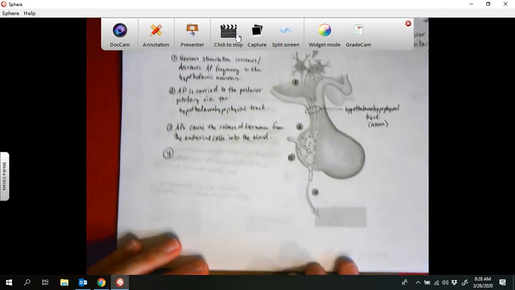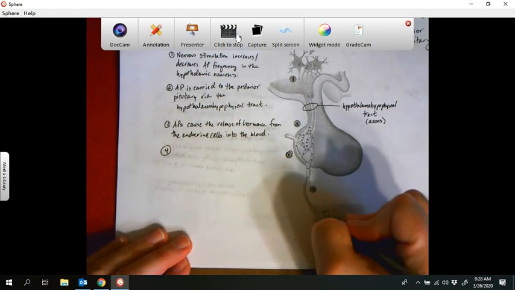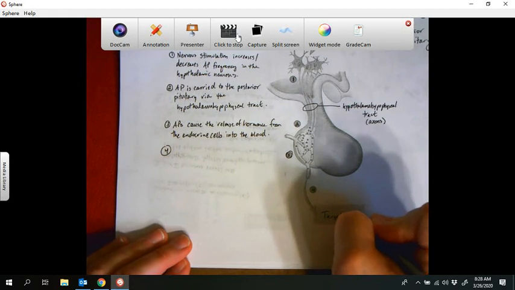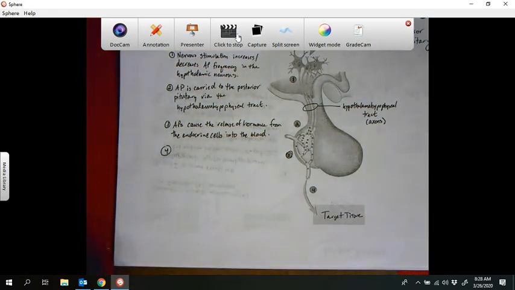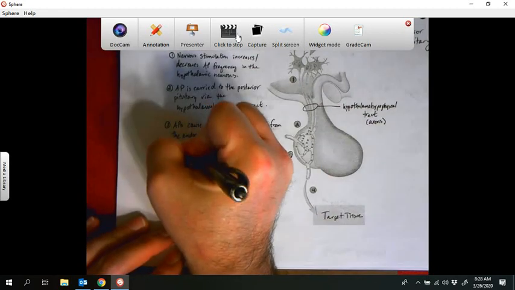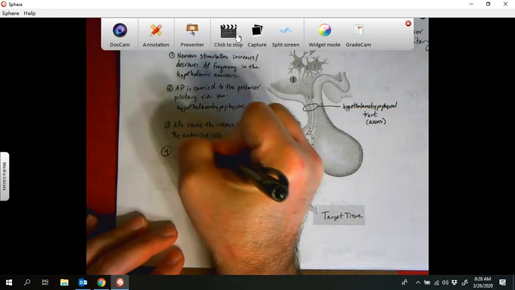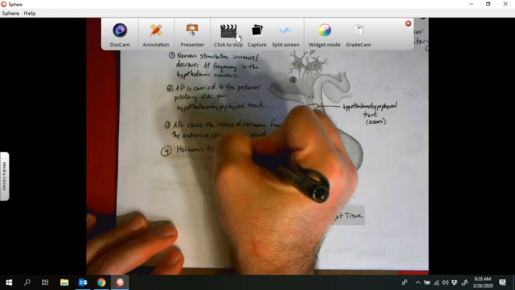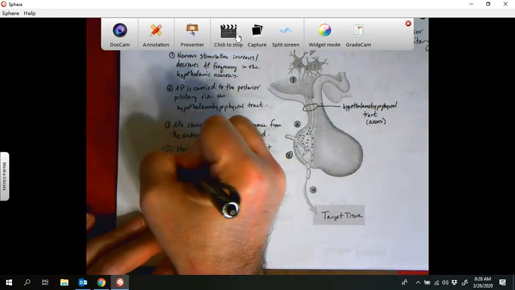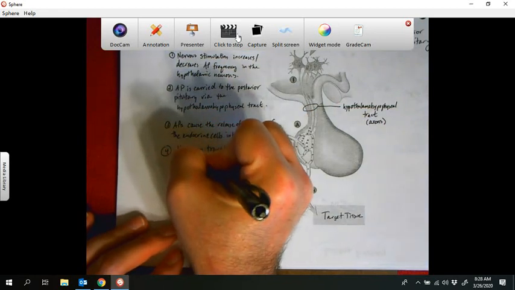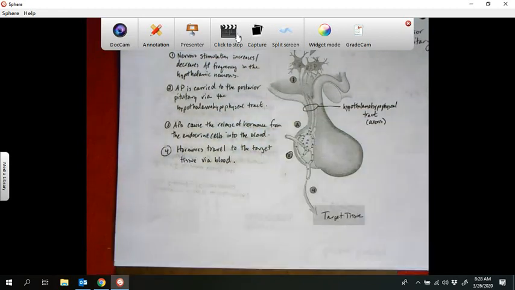And then number 4, here we have our target tissue. If this is ADH being released, it would go to the kidneys, and/or oxytocin would go to the uterus. So the hormones travel to the target tissue via blood.